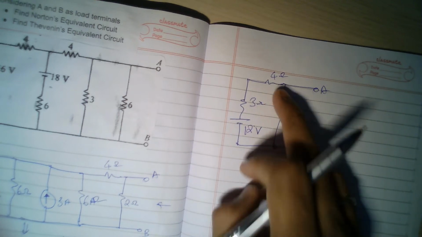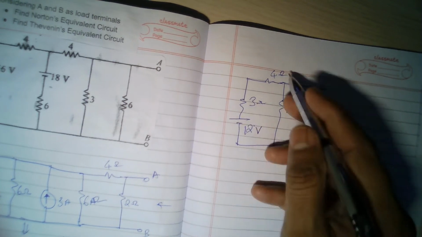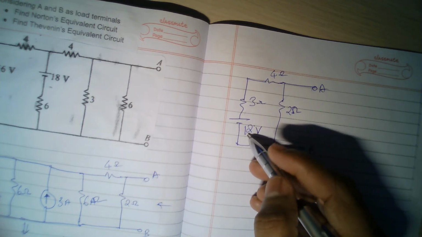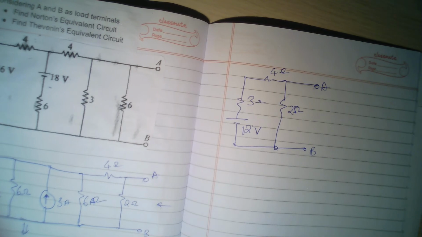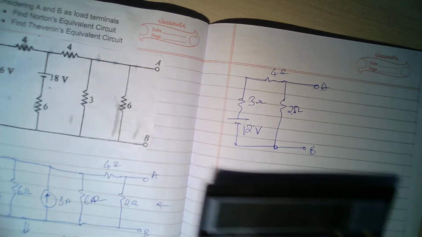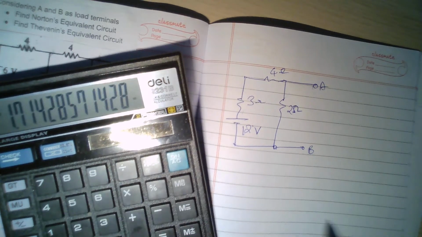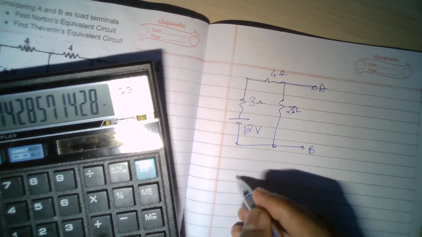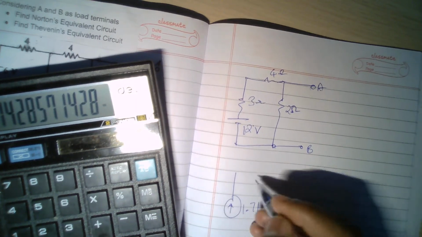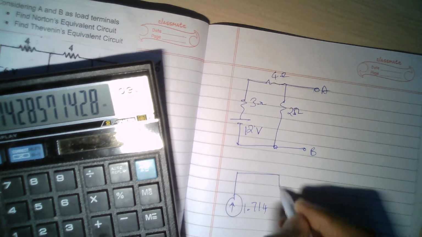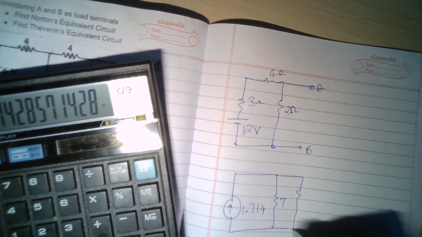Here what I can do now, 4 and 3 are in series, so it becomes 7 and this is 12. Again I will find the equivalent current for that. So I is V by R, so 12 by 7, 1.714. Anyway, whenever I see decimals like this, I get a doubt. So let's see.